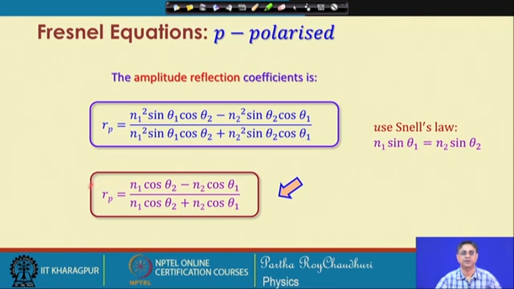As a result, you can write down this equation in this compact and very small reduced form, that the amplitude reflection coefficient for the p polarized light can be written as N1 cosine theta 2 minus N2 cosine theta 1 divided by the sum of these two factors, N1 cosine theta 2 plus N2 cosine theta 1. And this equation is very often used for calculating the Fresnel reflection coefficient, energy reflection coefficient, etc.